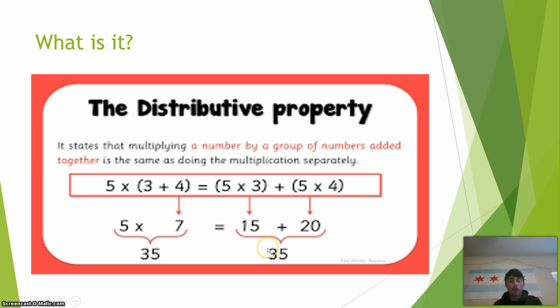Now, why is this important? This is going to become important when we either don't know what 5 times the value in the parentheses would be, or we have a variable somewhere.